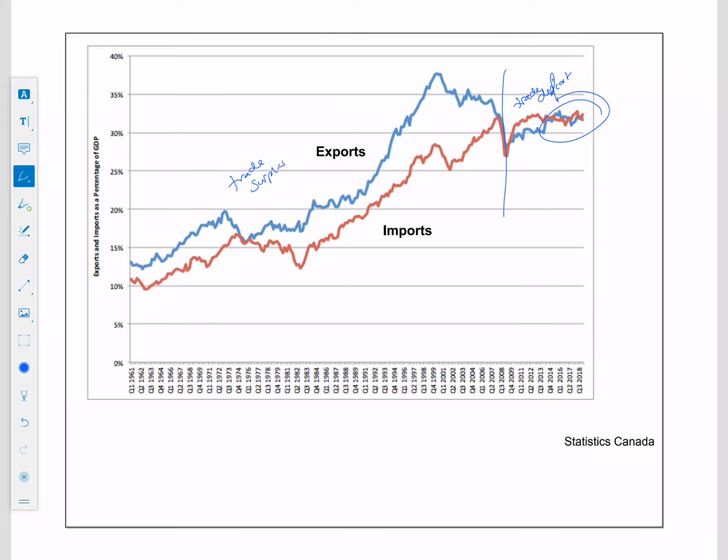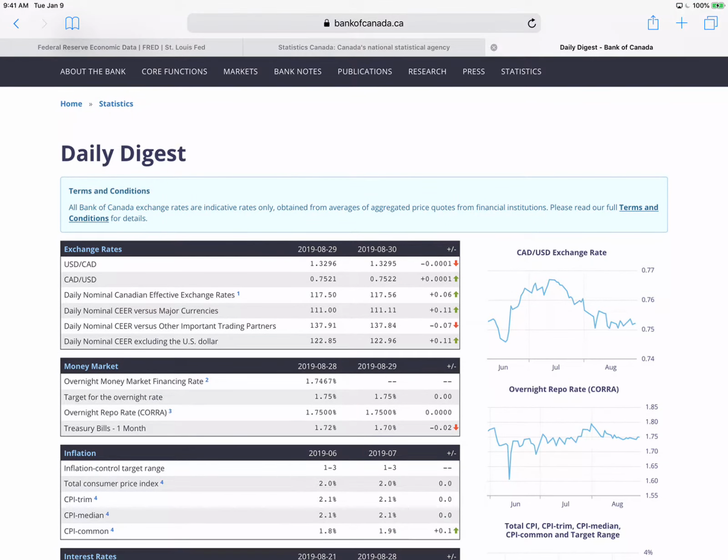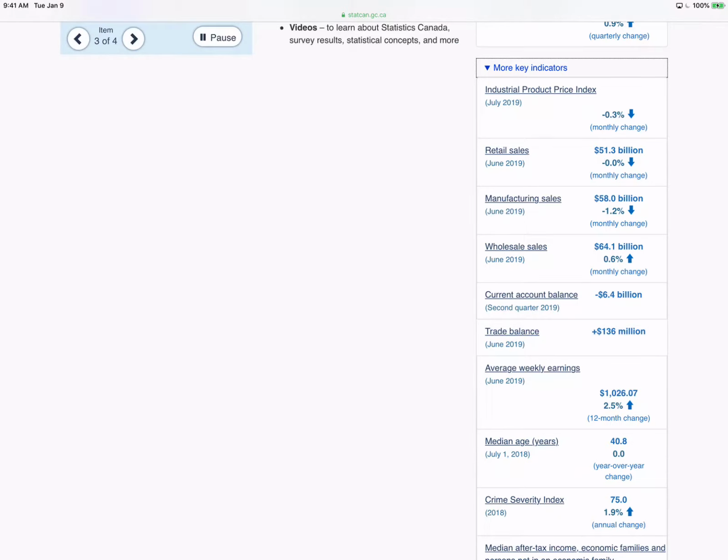To figure out exactly where we are right now, we go to Stats Canada, and we look at our key indicators, and you can see our trade balance right here. As of June 2019, that number is positive, which means exports are more than imports, and we have a trade surplus. If we go further back in time, we've had deficits in the last 2 years as well. It seems to go back and forth as we're very close to that balance of trade.